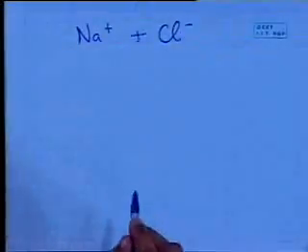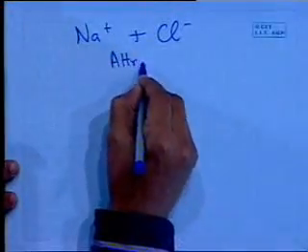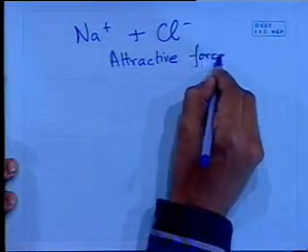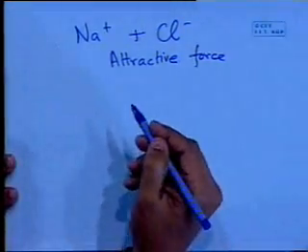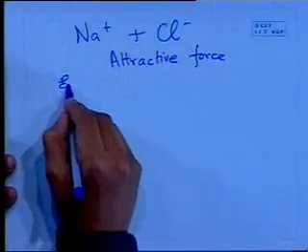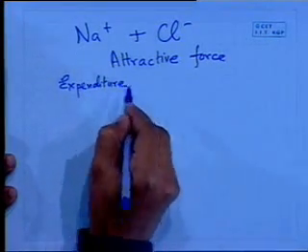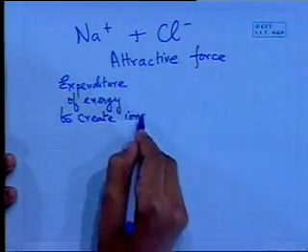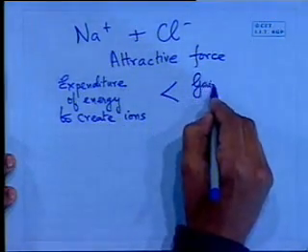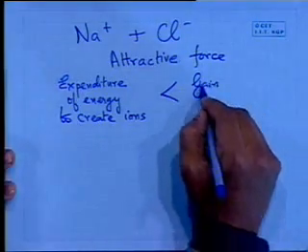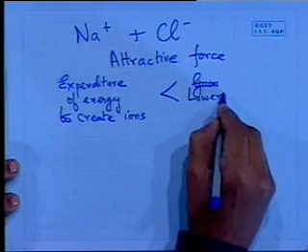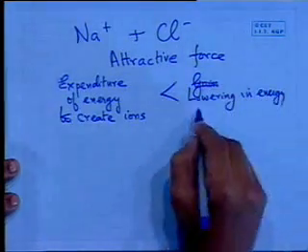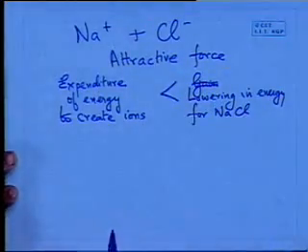And it turns out that once we have these two ions, one positively charged and one negatively charged, there is an attractive force between them. And this more than compensates for the energy that is required to create the ions. So the expenditure of energy, how much energy we have to put in to create ions, turns out to be less than the gain, or I should say the lowering in energy, for sodium chloride. That's the driving force here.